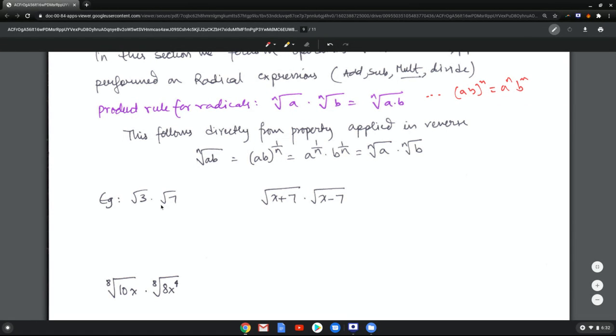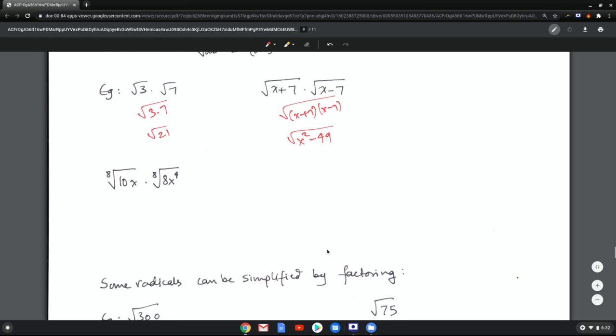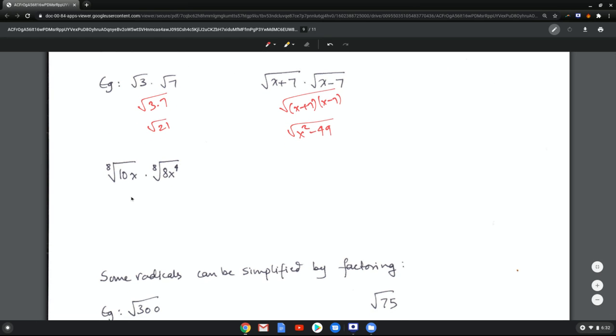This is square root of 3 and square root of 7. So it's square root of 3 times 7, which is square root of 21. This is square root of x plus 7 times x minus 7, which is square root of x squared minus 49. Now these are both 8th roots, so we can combine them. 10x times 8 times x to the 4, which is 8th root of 10 times 8, which is 80, and x times x to the 4 is x to the 5.